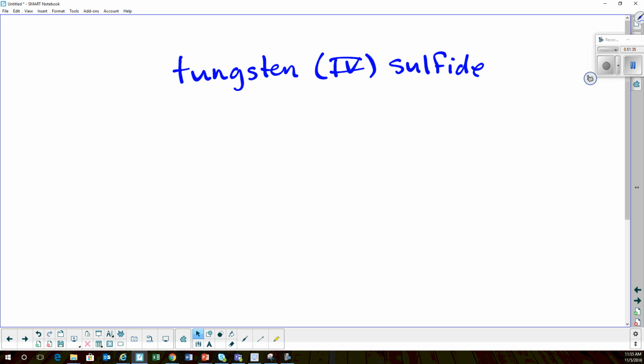What does the Roman numeral tell me? The charge on tungsten, right? So tungsten is a W and it has a 4 charge. Sulfide is sulfur, and how far away from the noble gases is it? 2. So we have a 2 minus here. I need it to add to 0.